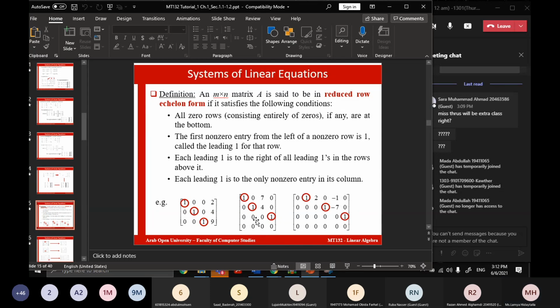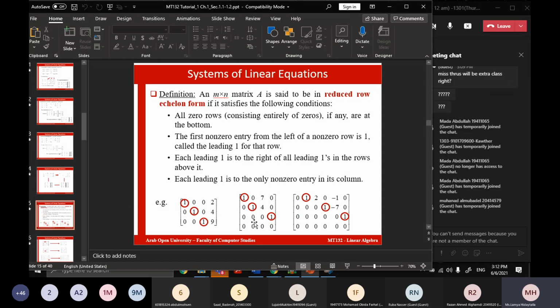form. Now our task is to start from a matrix and go to a simpler one, either an echelon form or another form. I'll show you that form later.